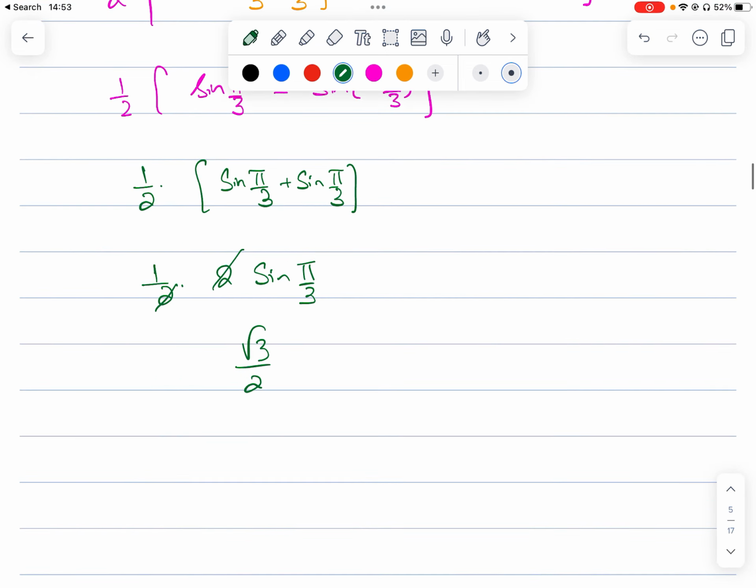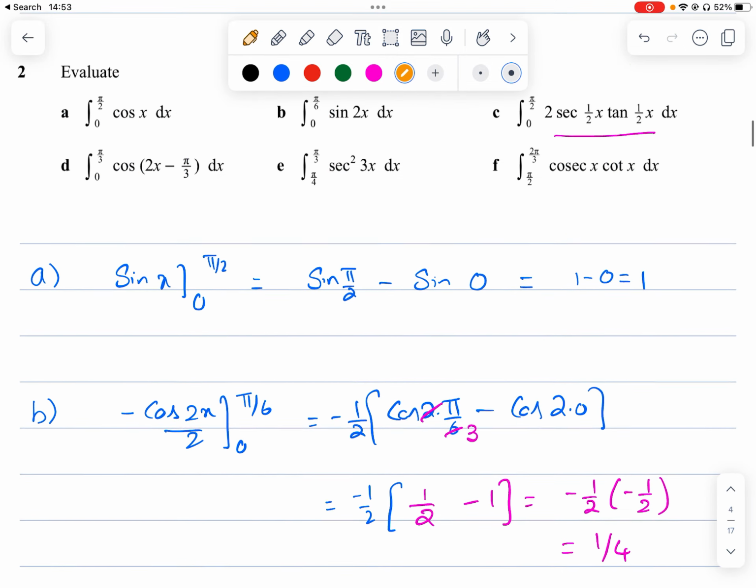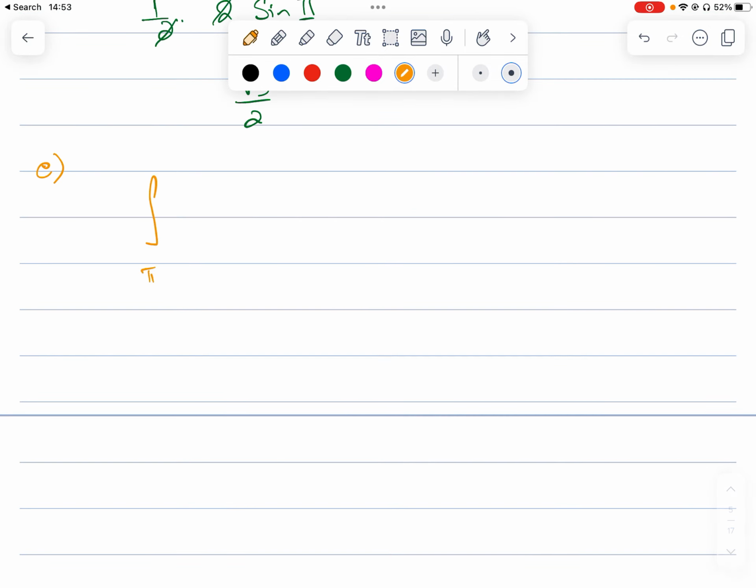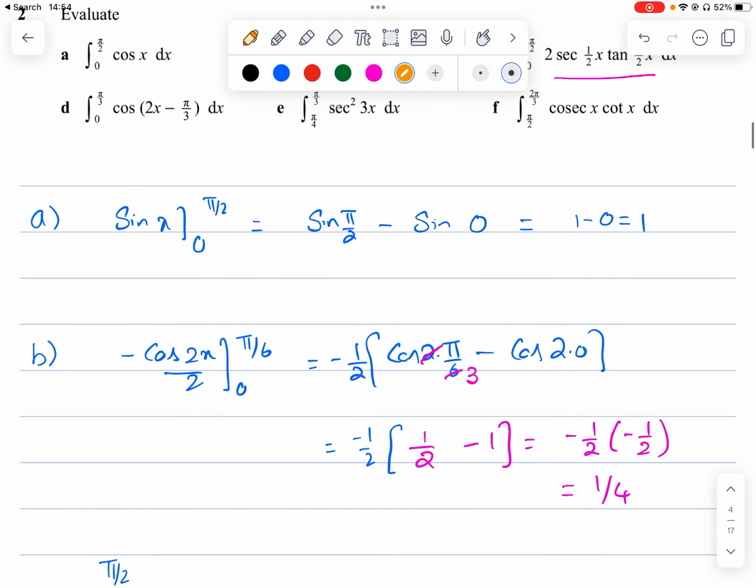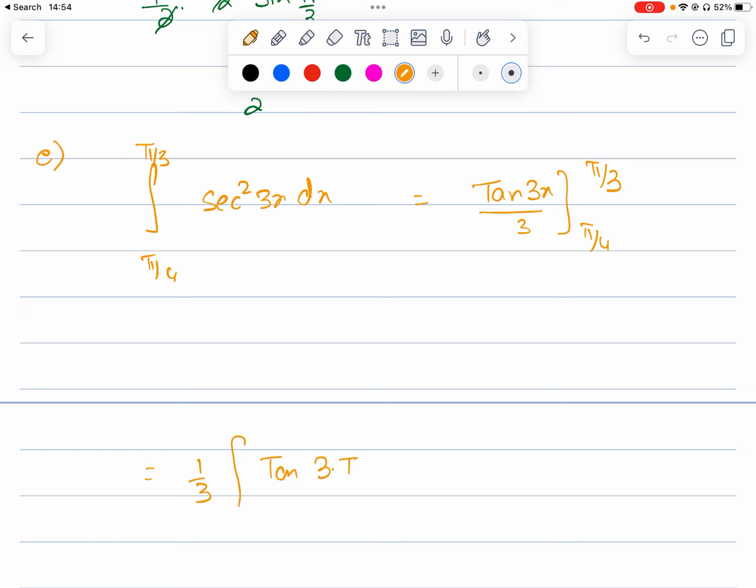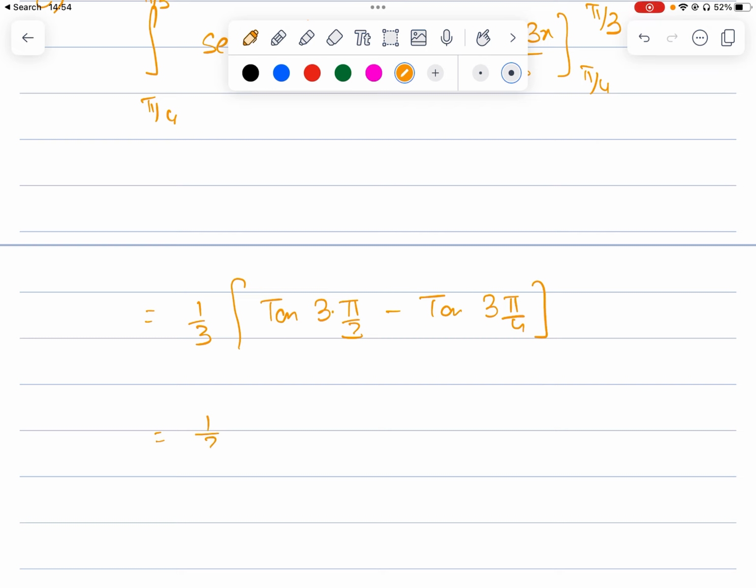That is part D. Coming to part E. Integral of secant square 3x from π/4 to π/3. The integral of secant square is nothing but tan 3x. Divide by the derivative of the basic function, 3, from π/4 to π/3. So it is 1/3 [tan(3π/3) minus tan(3π/4)]. So 1/3 [tan π minus tan 3π/4].